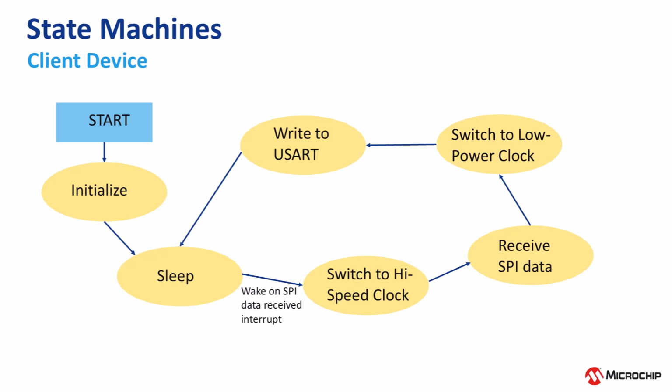Now for the client device state machine. The states are initialize, sleep, switch to high-speed clock, receive SPI data, switch to low power clock, and write to USART. The state machine will sequentially move between the states as shown by the arrows, again except for the sleep state. The only way to get out of the sleep state on the client device is for an incoming data transfer from the host to occur.